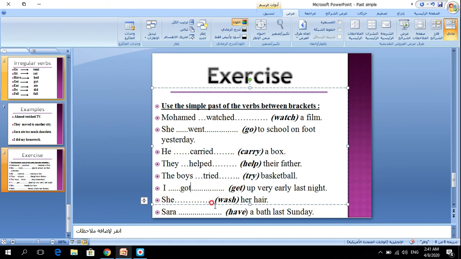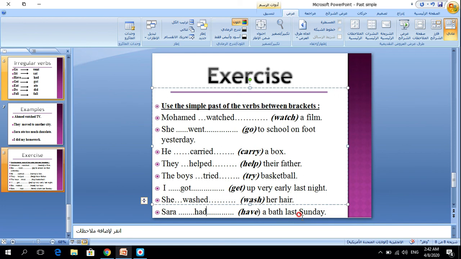The next one, she her hair. The verb wash is a regular verb, so we add ed. It becomes washed. The last example, Sarah a bath last Sunday. Have, do you think have is a regular or irregular verb? Oh yes, correct. It is an irregular verb. So the past of have is had. Sarah had a bath last Sunday.